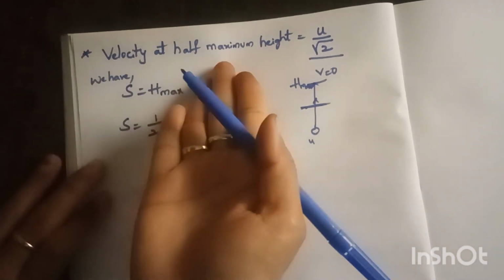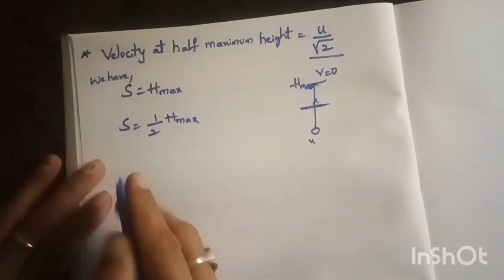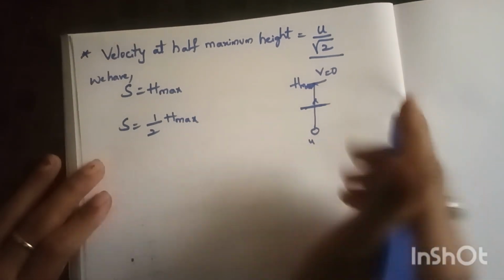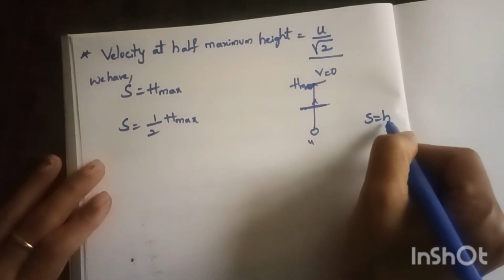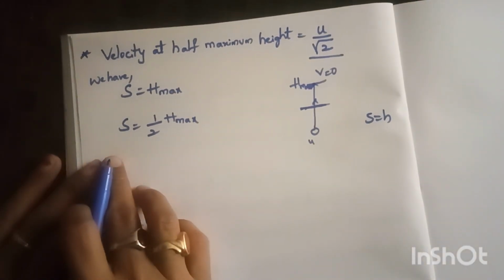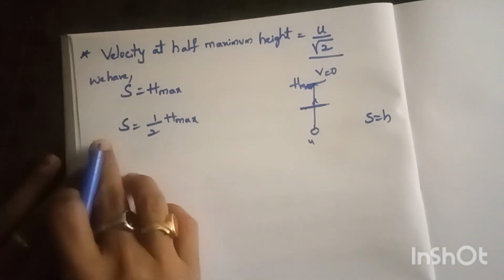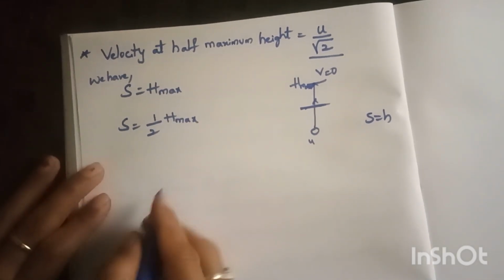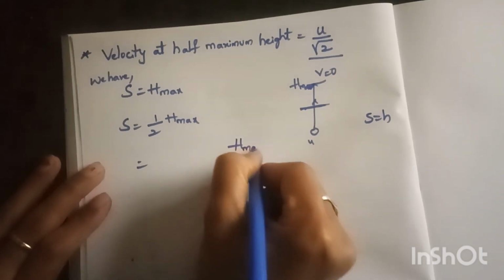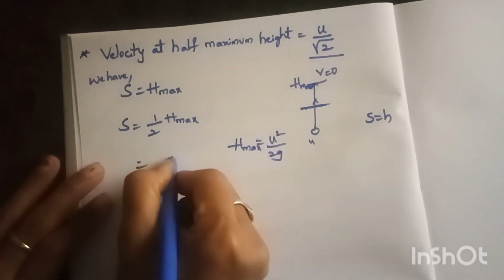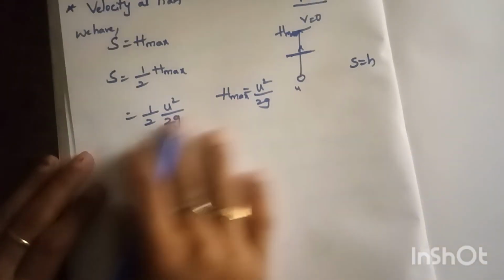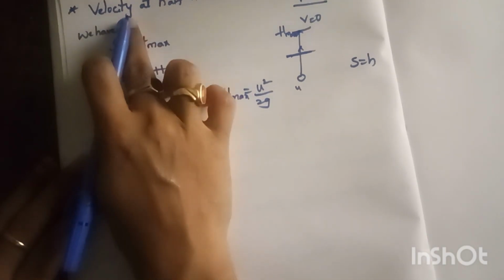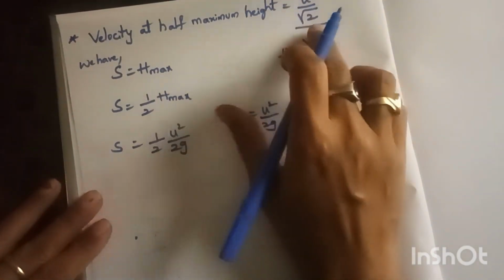They said to prove that velocity at half maximum height is u by root 2. So the distance traveled by the object, s equals h, we have taken as the total distance, the height of the body. But the distance traveled by the object is half maximum height. So s equals half h maximum. We know that h maximum value is u square by 2g. So substitute here half u square by 2g. Now we are going to prove that velocity at half maximum height is u by root 2.